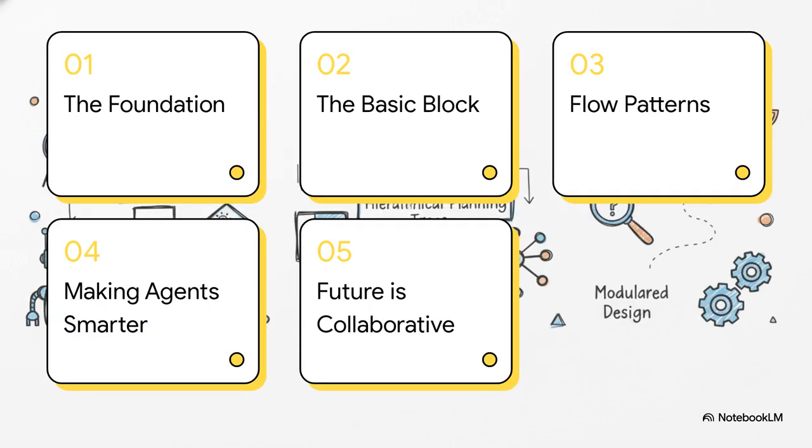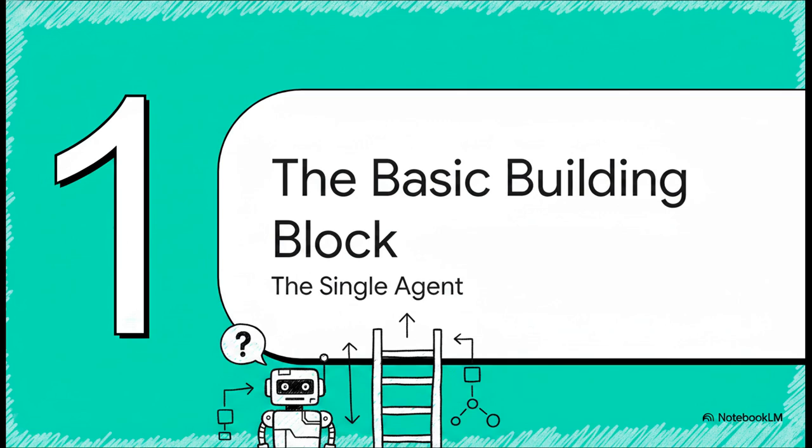Okay, so here's our game plan. We're going to start with the absolute foundation and the most basic building block. Then, we'll explore different flow patterns to get agents working together. After that, we'll dig into how to make them even smarter. And finally, we'll look at the incredible collaborative future of AI. Think of it like we're climbing a ladder of complexity, one rung at a time. All right, so let's get started.